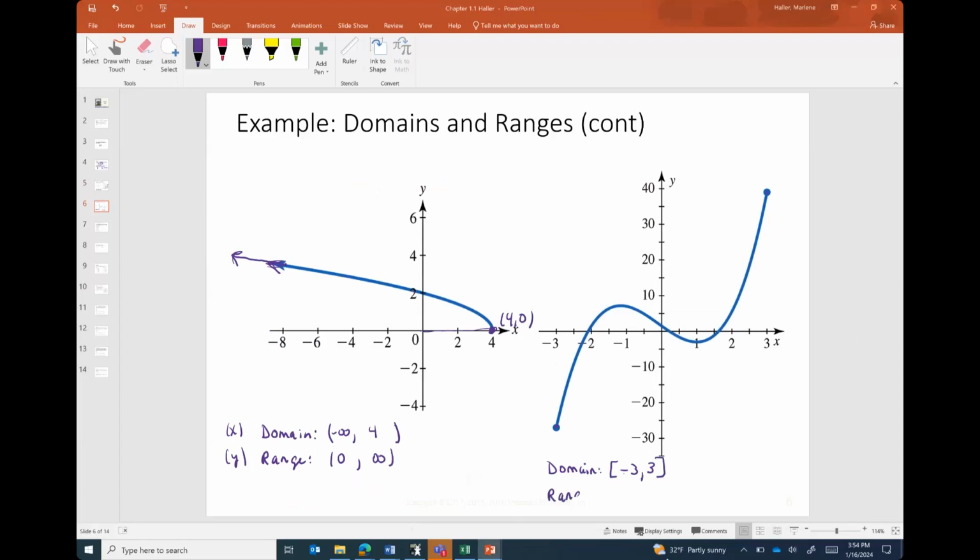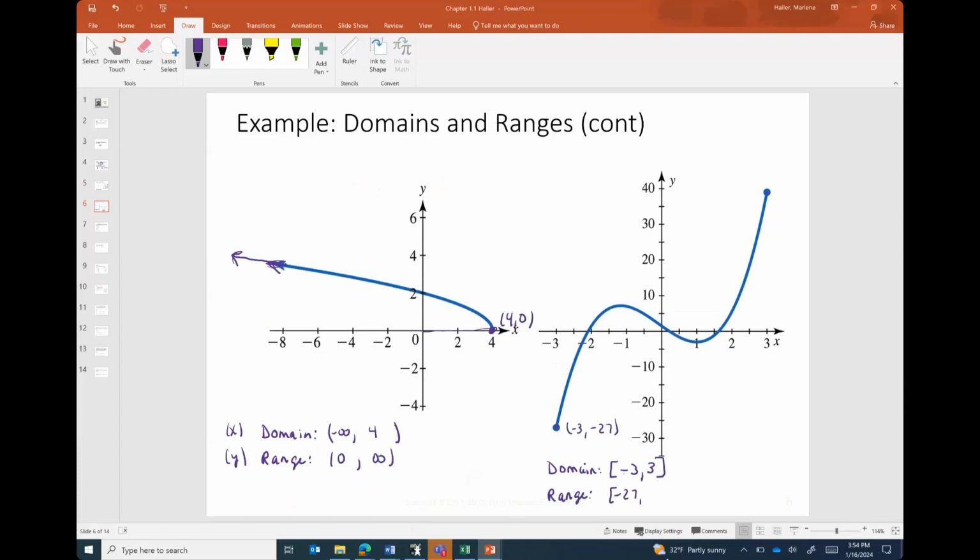For the range, again, this is the y's. We want the lowest point on the graph to the highest. The lowest point is down here, and it has the coordinates of, we'll say -3. What is that? We're going to estimate. We'll say that's -27, right? So the smallest part on my range is going to be -27.